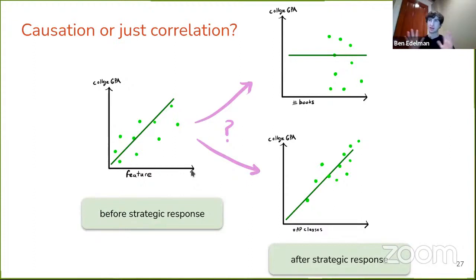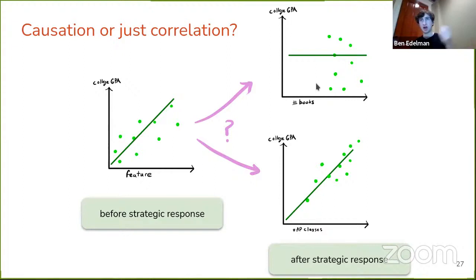Now there are a variety of different things that can happen, and I'm going to focus on two of them. First, let's say the feature was the number of books. Now maybe a lot of the students move to the right, indicating they're buying more books, but their actual college GPA doesn't change. It really is unaffected. And therefore the actual correlation disappears. In a sense, by adding number of books to their model, the college can learn that number of books isn't causative. It's not a causal feature in any real sense.